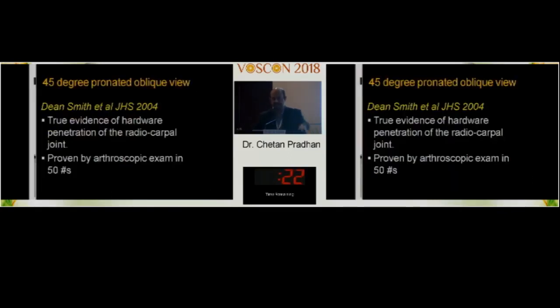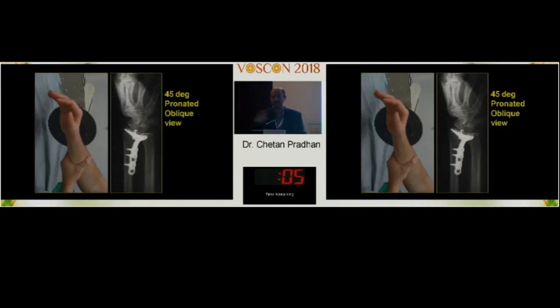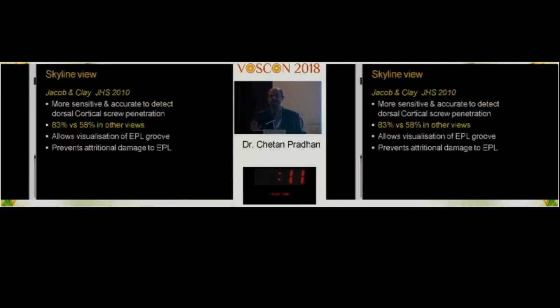Another view was described by Smith, Journal of Hand Surgery 2004, to assess the real hardware penetration of the radiocarpal joint, which he proved by doing arthroscopy in the same patients, about a 50-patient cohort. So you take a pronated 45-degree oblique view, and this is the true view where you see whether the screws are penetrating the cortex, the radiocarpal joint or not. So this is an important view which can be easily done on the table.